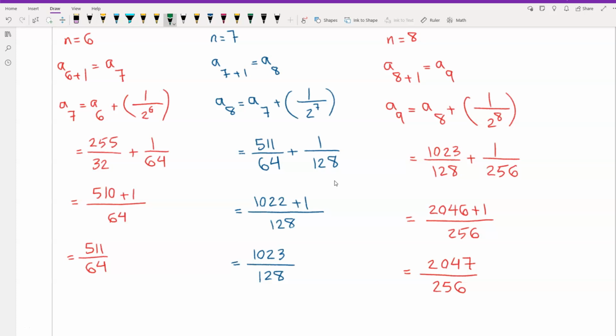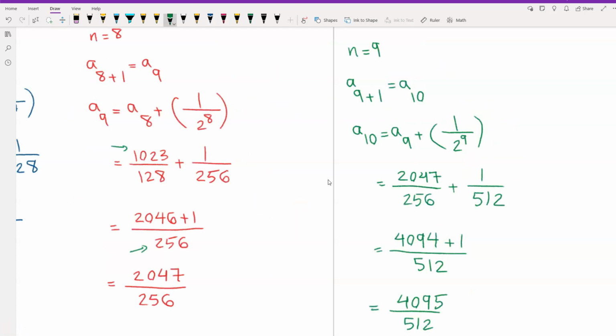This is equal to a sub 8 from this part, which is 1023 divided by 128, plus 1 over 2 to the 8th power, which is equal to 256. Now simplify. Here in the denominator we have 256. On top we have to multiply 1023 by 2, so we have 2046, and then add 1. So the final answer is 2047 divided by 256 for a sub 9.